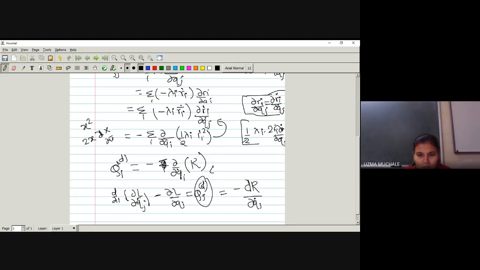So we are going to have dou RI dot by dou Qj dot. This dou RI dot stays as it is, dou RI dot by dou Qj dot. So this 2 gets cancelled. What we remain with is the same term, lambda I RI dot, and dou RI dot by dou Qj dot as it is. Okay.